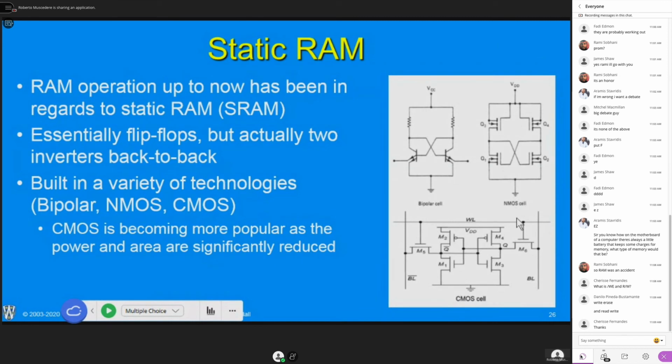Now for CMOS, again, this is the more standardized design approach. Same thing. This is an inverter. This is an inverter. Over here, we don't see how we're facilitating a write to the memory cell, but here we do. M5 and M6 are responsible for the writes. So when these are enabled, we're able to change the value of these cells.